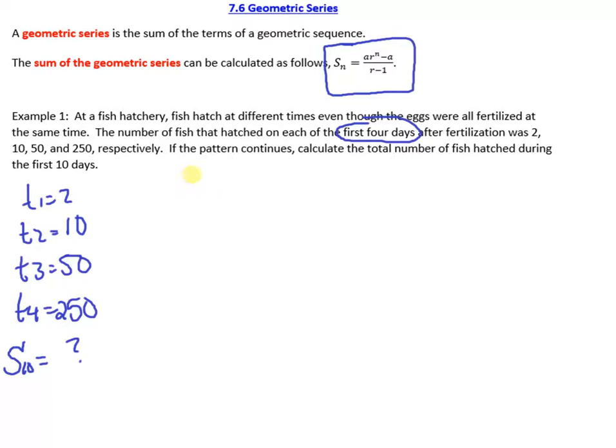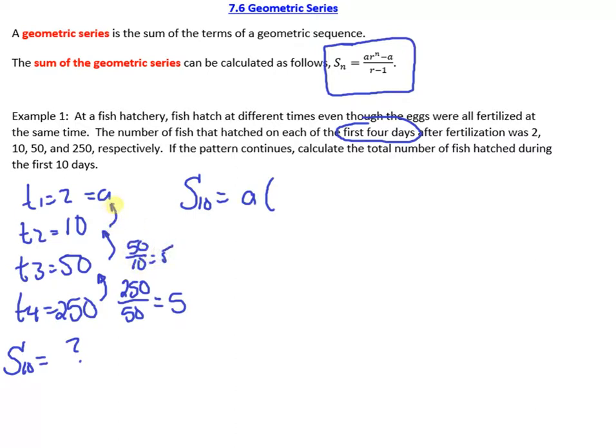All right, so let's sub this right in. So S at 10 equals, we want A times R to the n. A is 2 because that's the first term. For R, just like the first differences, but we actually do ratios. 250 divided by 50, I get 5. Or if we did 50 divided by 10, I would get 5. 10 divided by 2, we get 5 each time. So every single time, this number increases by a factor of 5. So we have R equals 5.